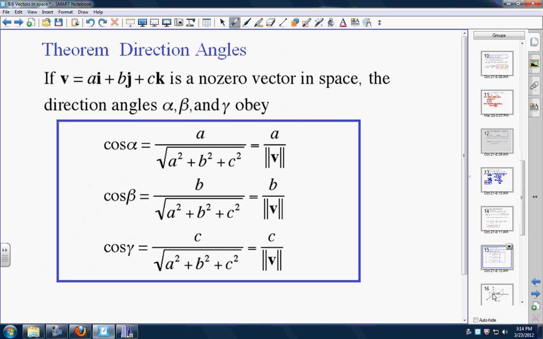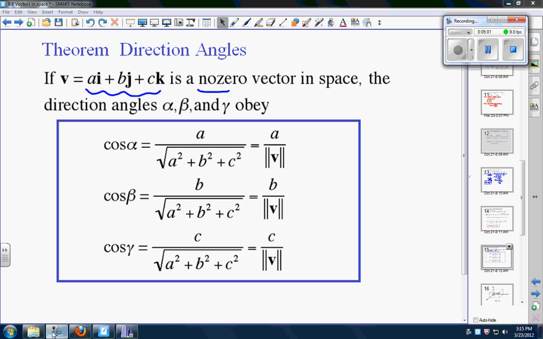Now, here's where it gets a little interesting. So we get these theorem direction angles. Okay, so we get some vector V. It's got I, J, and K components, so it has an A, B, and C with it. It's a non-zero vector somewhere in space. Okay, it has to have values or it won't be a vector at all. The direction angles alpha, beta, and lambda follow this. Okay, so we're looking for basically the angle that the vector makes with the I-axis, with the J-axis, and with the K-axis.